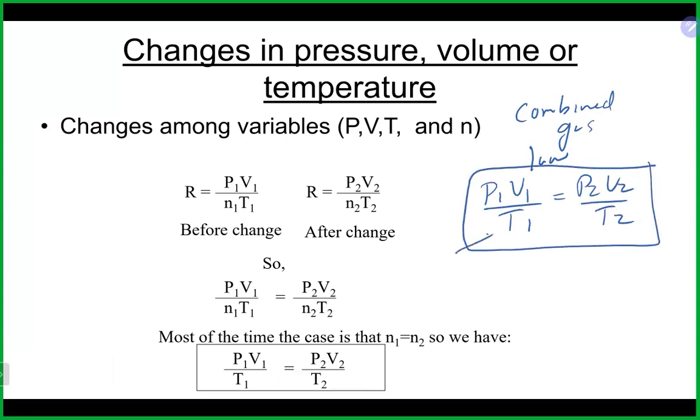Here again, the temperature does need to be in Kelvin. The pressure on both sides just needs to be the same unit. It can be any unit you want. Volume needs to be the same unit on either side. It could be any unit as long as they're the same. We also will usually have the same number of moles on each side, and that's how the moles go away.